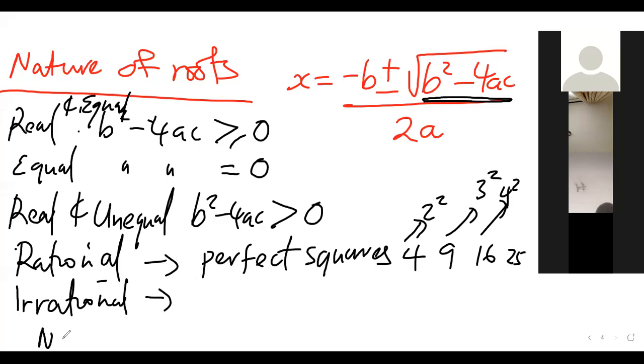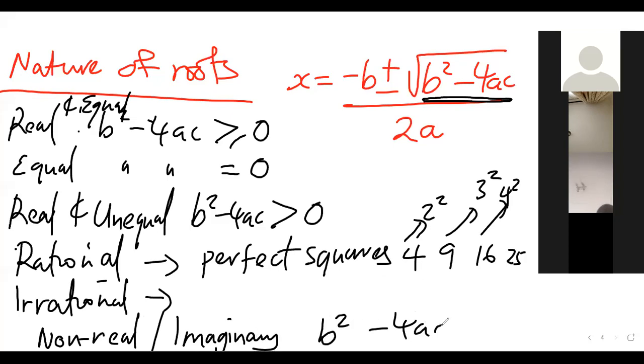Okay? And then if they're non-real, or we say they are imaginary, that means b squared minus 4ac is less than 0. Remember, if this becomes less than 0, imagine what happens here. Even on your calculator, if this becomes negative, that means if you take the root of a negative, we don't have a root of a negative. That's why they say they're non-real or imaginary, right? I think this should be clear.